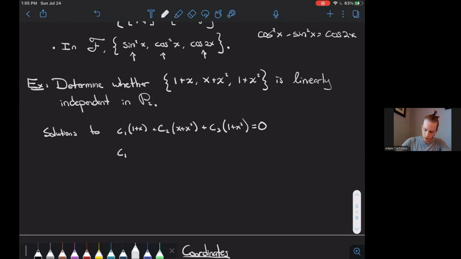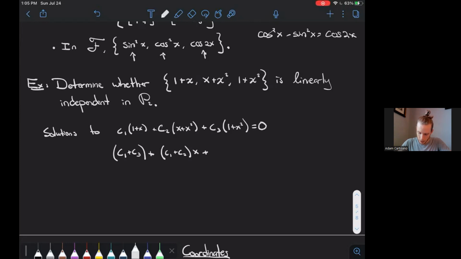Sorry. C1 plus C3. Notice I distribute the C1 and the C3 and then factor the constant term. For x's, I can distribute the C1 to the x and write this as C1, and then C2 also has an x, so plus C2 times x. Distribute the C1 and the C2 to their appropriate binomials, and then factor the x term.